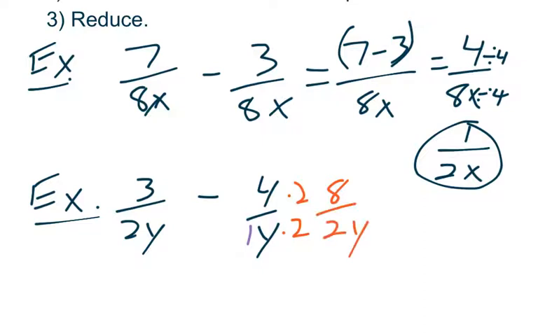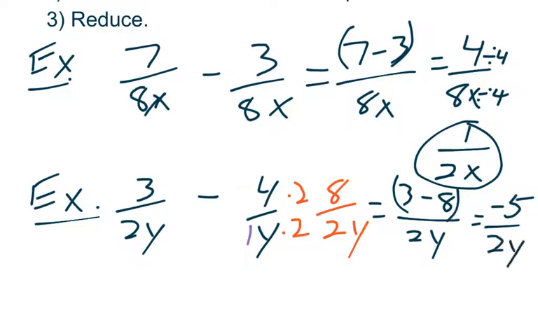Now these two are the same denominator, 2y and 2y. And now I just think of it as 3 minus 8, because I just subtract my numerators, and it's all over the same denominator of 2y. And 3 minus 8 is negative 5, so it's negative 5 over 2y. I can't reduce that because there are no common factors with the 5 and 2, so it just stays negative 5 over 2y.